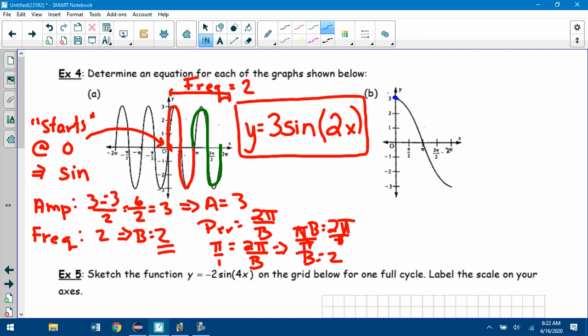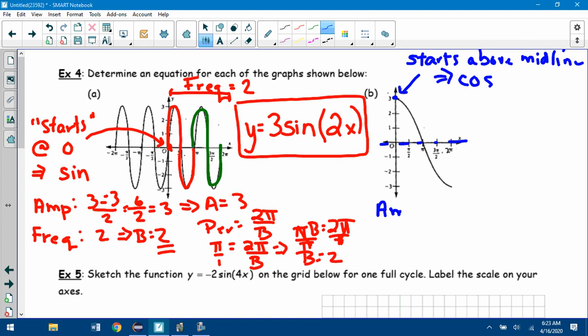This one starts above the midline. So is it sine or cosine? It's cosine. The midline obviously splits it in half. It's going to be at 0 for today. So since it starts above the midline, it's got to be a cosine graph. And it's a positive cosine as opposed to a negative cosine because it starts up instead of down. If it started down, it would be negative cosine.